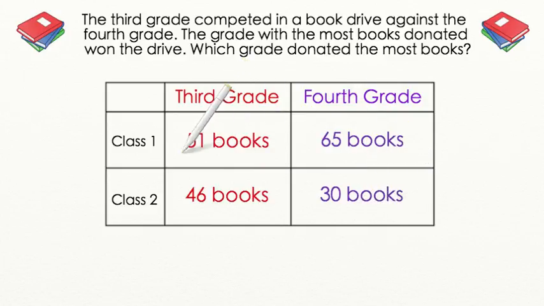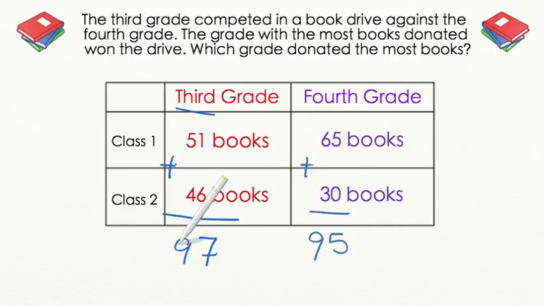Let's start by adding 51 plus 46. We're going to turn this into an equation. 1 plus 6 equals 7, and 5 plus 4 equals 9. So the third grade donated 97 books. Let's take a look at the fourth grade. We have 65 plus 30. 5 plus 0 equals 5, and 6 plus 3 equals 9. So now we have 97 books donated by 3rd grade and 95 books donated by 4th grade.